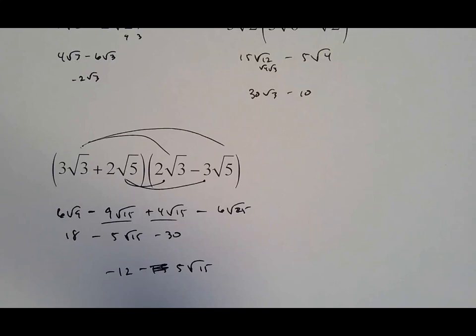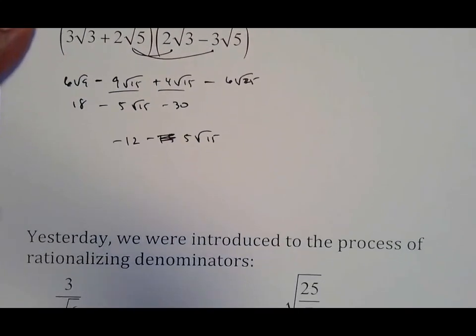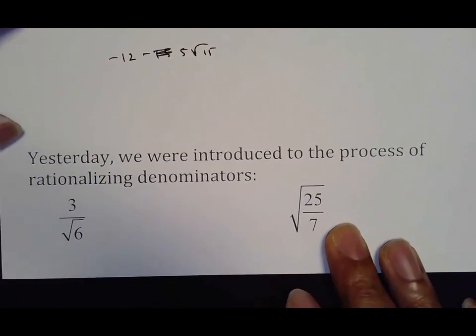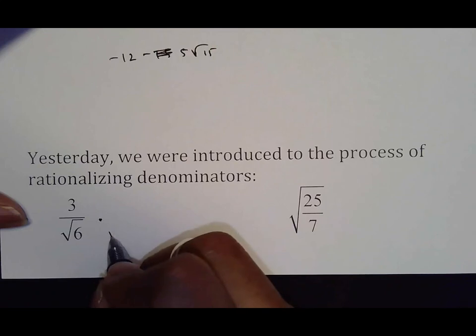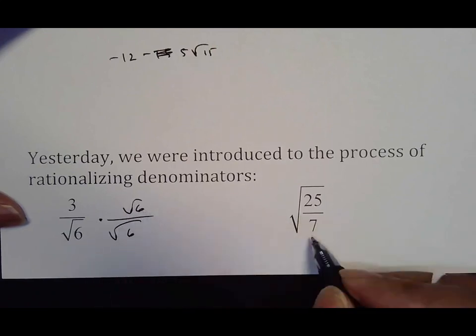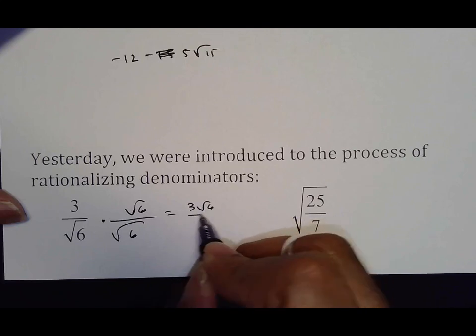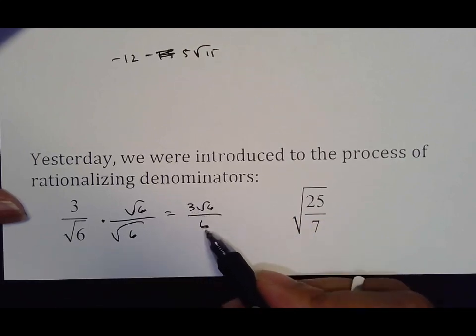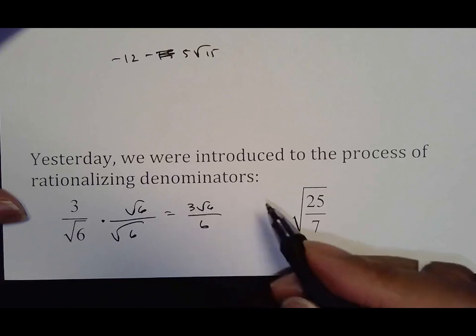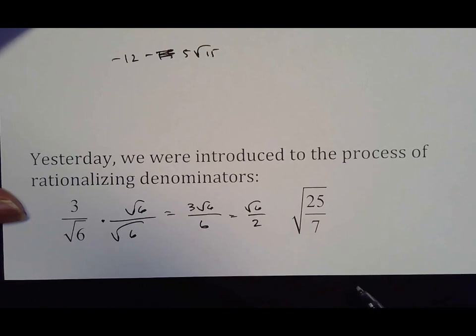So again, all that's been covered. Keep in mind, yesterday we were introduced to the process of rationalizing denominators. In that, remember, we were supposed to say we can't have a radical on the bottom, and so we put root 6 and root 6. With that being done, we do 3 root 6 over 6, because remember that's the case. And then remember also that you have to simplify any outside numbers. 3 and 6 can both divide by 3, so it's just root 6 over 2.